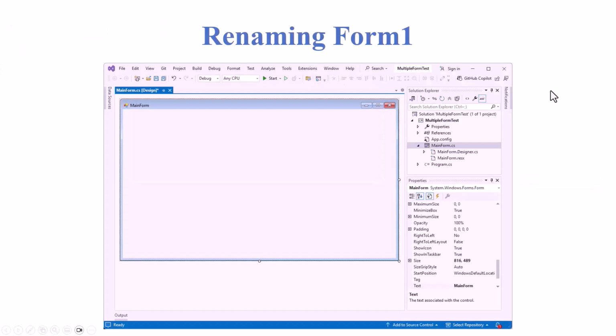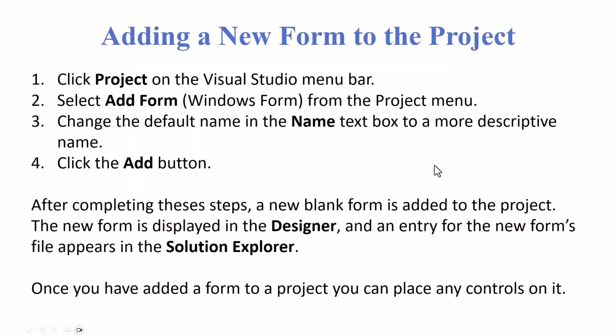So once we've made that change, we can add a new form to the project. In fact, we can add several new forms to the project. We'd click Project on the Visual Studio menu bar. We'd select Add Form, the Windows form, from the Project menu, change the default name in the Name text box to a more descriptive name, and click the Add button. After completing these steps, a new blank form is added to the project. The new form is displayed in the Designer, and an entry for the new form's file appears in the Solution Explorer. Once you've added a form for the project, you can place controls on it.